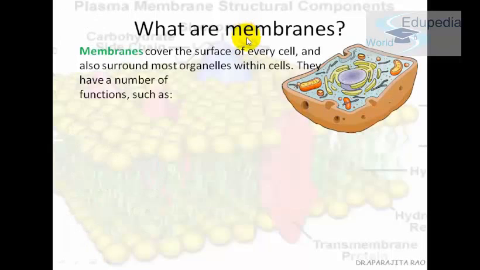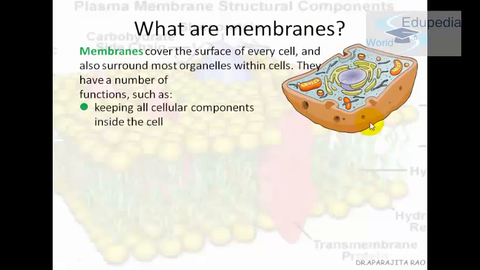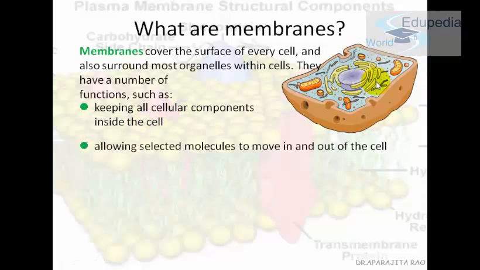So what is a membrane? Membranes are nothing but surface coverings of every cell, and there are membranes that surround almost every organelle in the cell. So the membranes have the following functions. First, keeping all the cellular components inside the cell. Second, it allows selected molecules to move in and move out, because it is the guard.